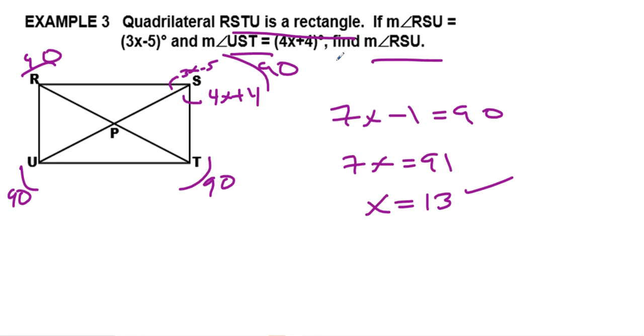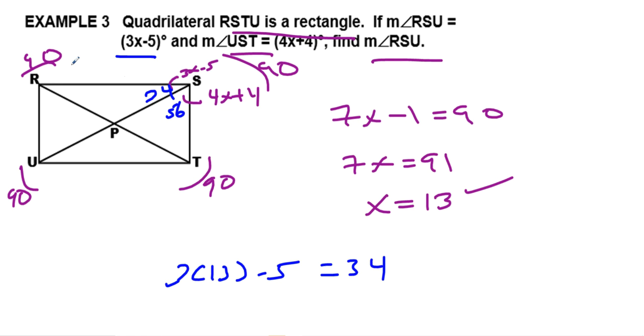So we're going to plug this into RSU. Where is RSU? Right here. So 3 times 13 minus 5. That's 39 minus 5 is equal to 34 degrees. And if I asked you to fill in every single angle, you can absolutely do that. Because if this is 34, that's going to be its complement. That's going to be 56. All right? And then we can just go right around and do the exact same thing we just did. Okay? Moving on.